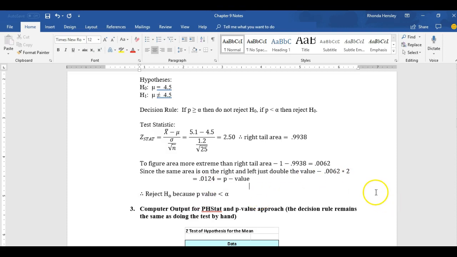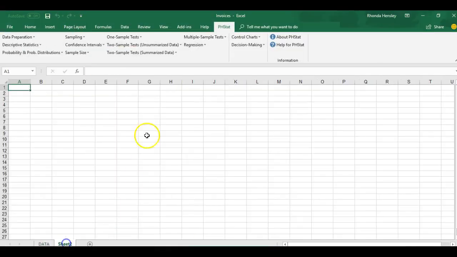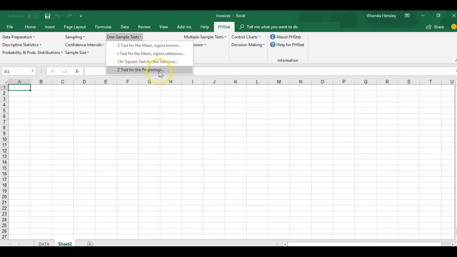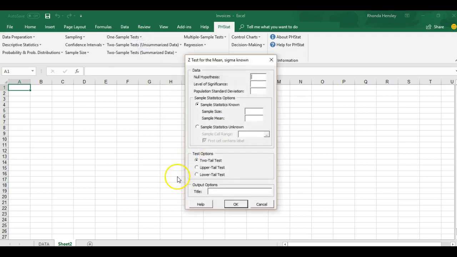Pretty easy. PHStat. Let me show you in Excel how to do PHStat. I'm just going to go to a clean sheet. In PHStat, we know what our data is, and that's what we use to do our hypothesis test. So you go to PHStat, and then you go to one-sample tests, and you'll see there are 4 of them. There is the normal distribution test for the mean with sigma known. That means you guessed what it was. There's a t-test for the mean, sigma unknown. That means you computed it from your sample. And then there's your normal distribution for the proportion. We're going to choose the first one.